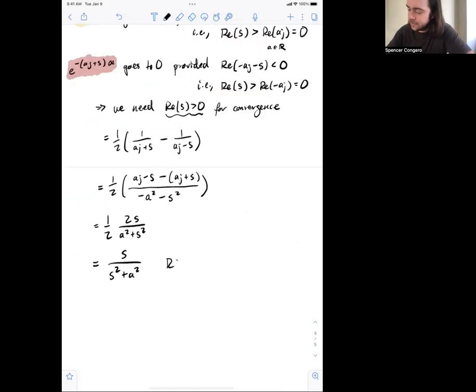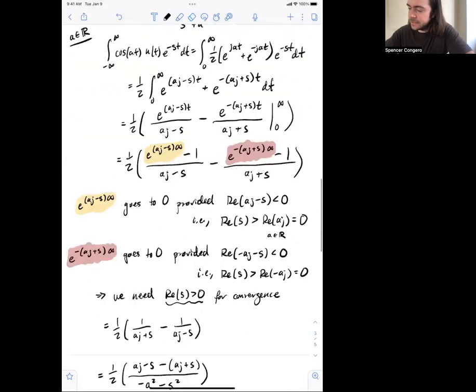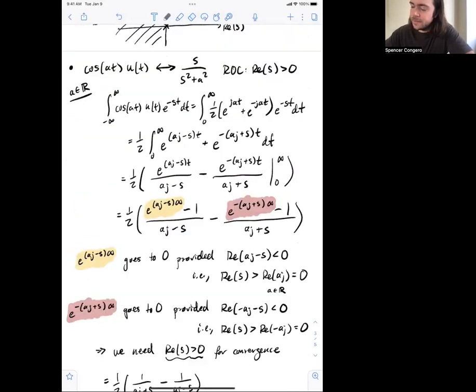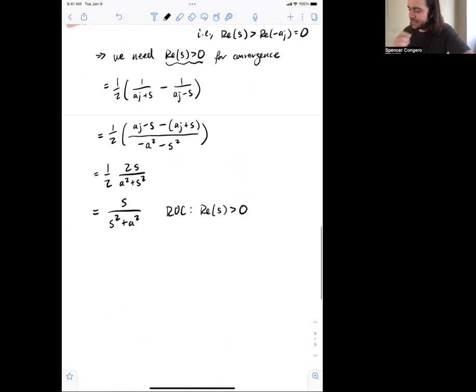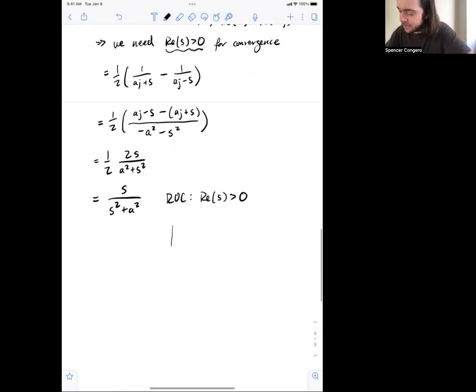Okay, in the ROC, what condition do we need to get convergence? Well, we have it right here. We need the real part of s to be greater than 0. You can see that's what we wrote. Okay, so that's how you find that Laplace transform. Let's draw what the region of convergence looks like.